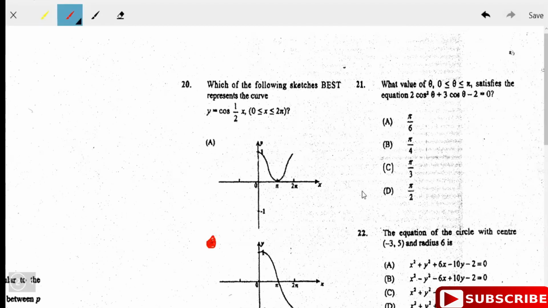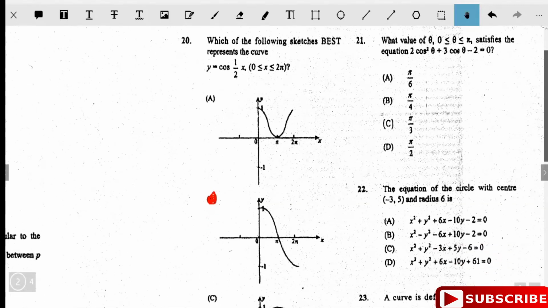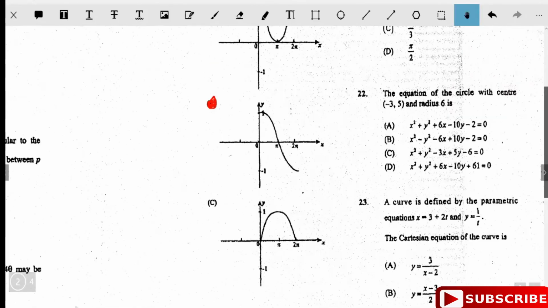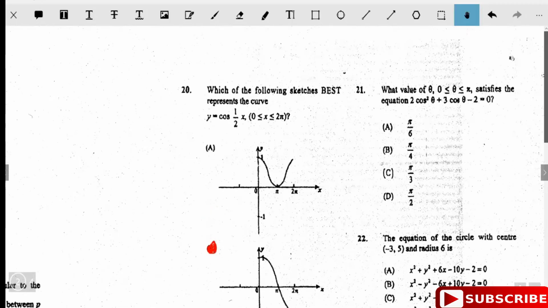And I showed you how to check this graph too. How we check this graph was, look at cosine of 0. When x is 0, you're going to get 1. Then put in when x is pi. When x is pi, you're going to have the cosine of pi by 2, which is 0. And then put in 2 pi. The cosine of 2 pi divided by 2 is minus 1. So this is the only graph that satisfies those conditions. So all the other graphs are incorrect. So that's beta.